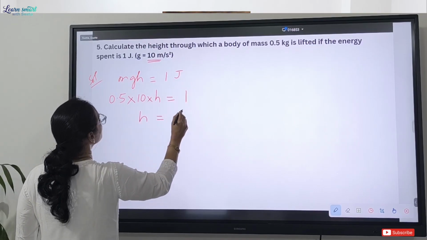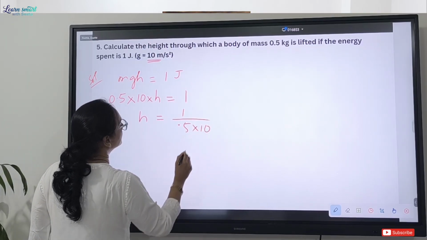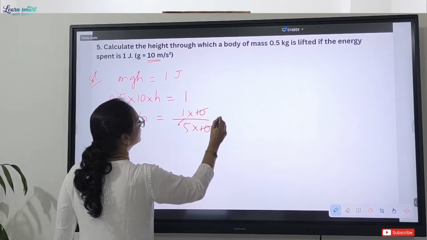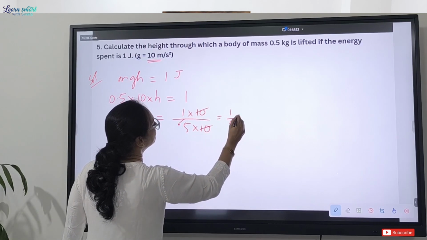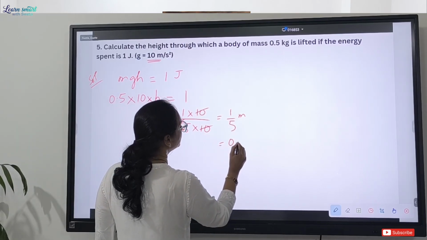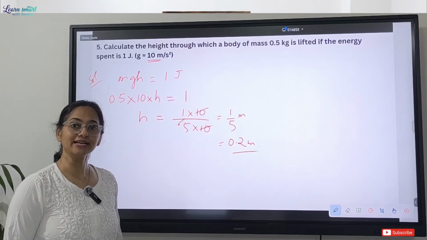So height is how much? 1 upon 0.5 into 10. Just calculate, remove the decimal, into 10. So 1 upon 5 meter, which will come as 0.2 meter. Let's see the next question.